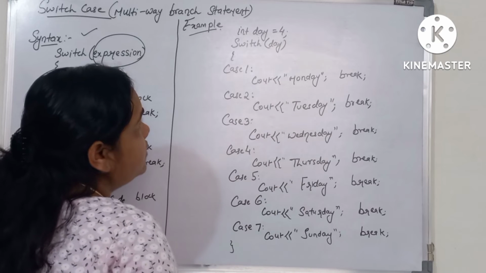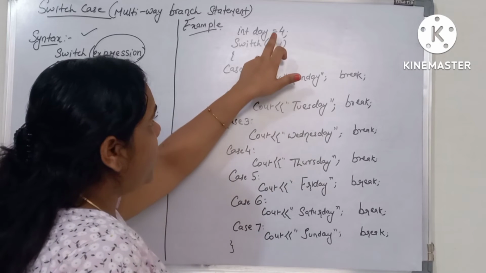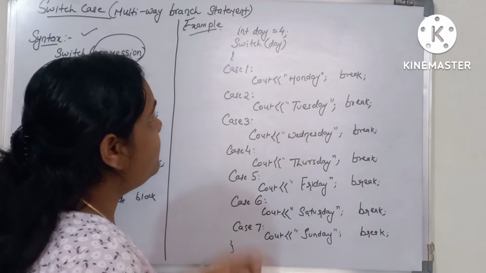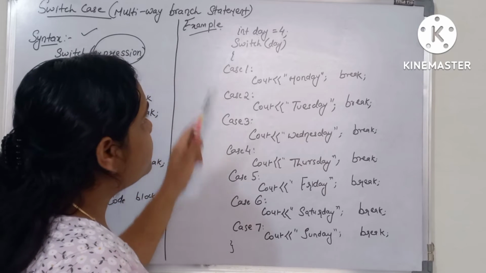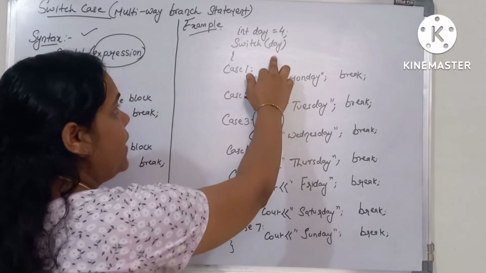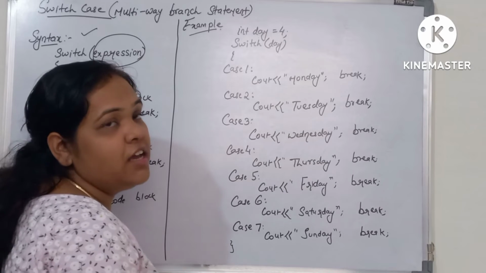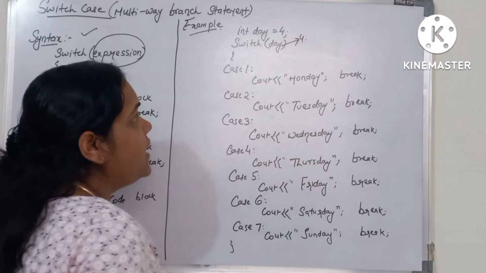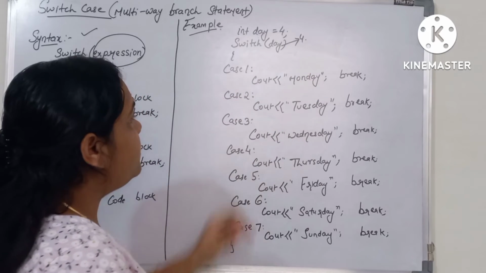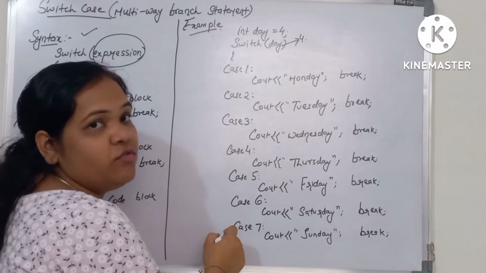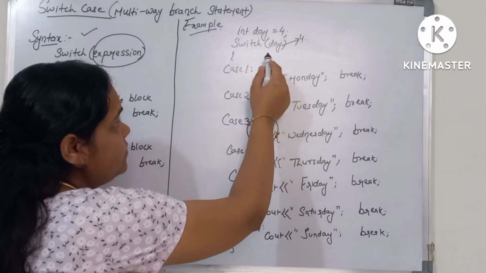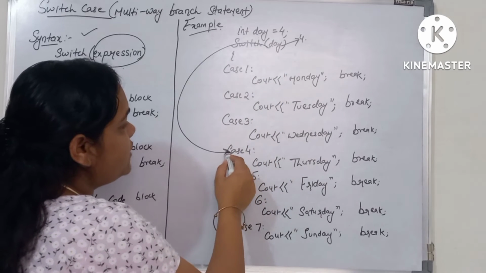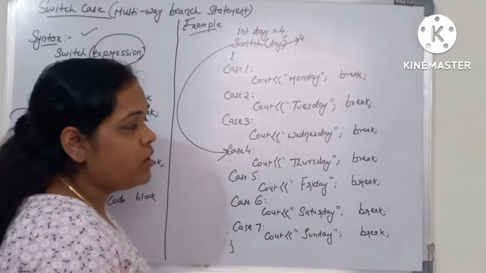Variable day is initialized with the value 4, data type int. Here we are using switch case and passing the expression as day. What will be the value for day here? 4. Clear? And this expression will be matched with each case value. So 4 will be matched with this case 4.